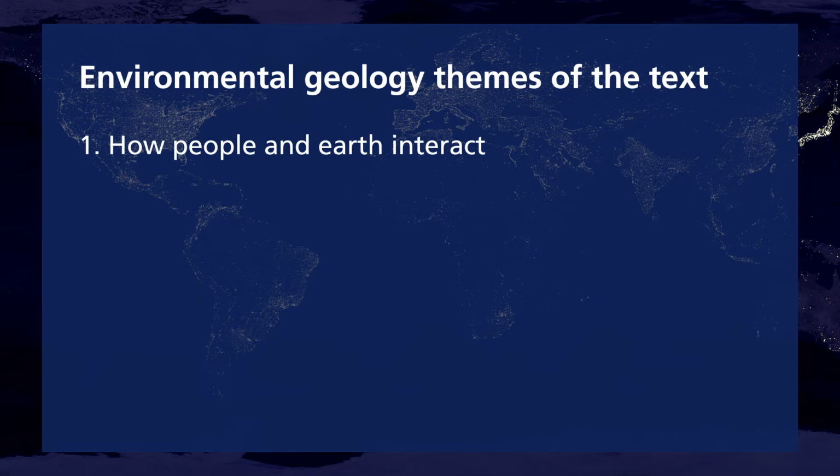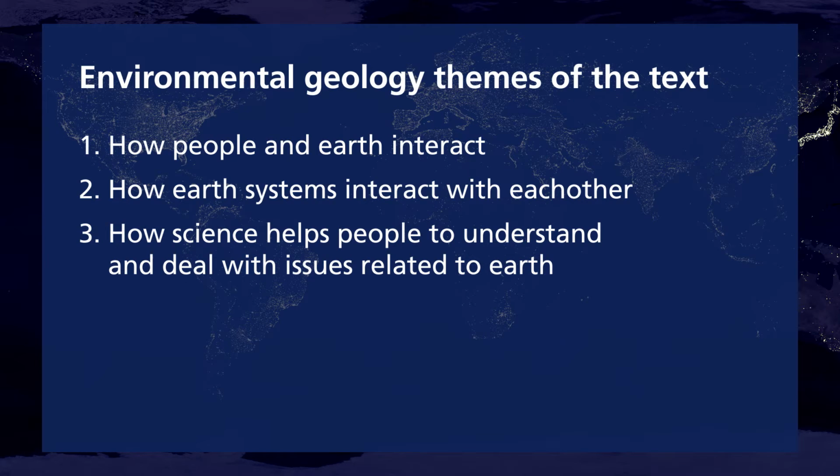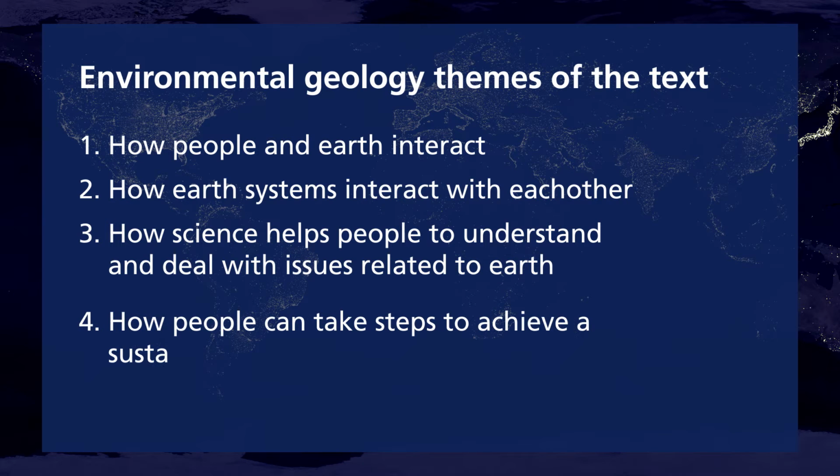Themes of this text are how people and Earth interact, how Earth systems interact with each other, and how science helps people to understand and deal with issues related to Earth. Lastly, how people can take steps to achieve a sustainable future.